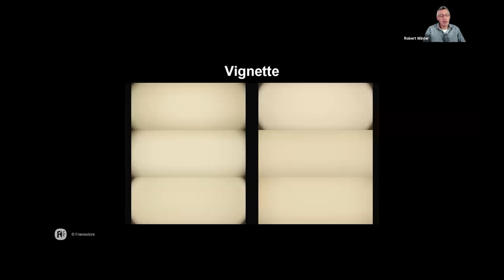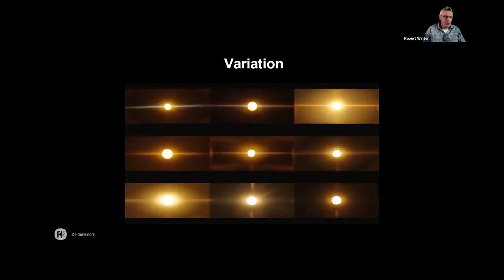The second step was to profile the vignette for each lens. So this is the change in brightness of the image across the field of view. And each lens had its own vignette pattern. The third step was to use our existing tools to recreate the flares caused by light passing through the iris and reflecting in the lens. The stereotypical horizontal anamorphic flare falls into this category.